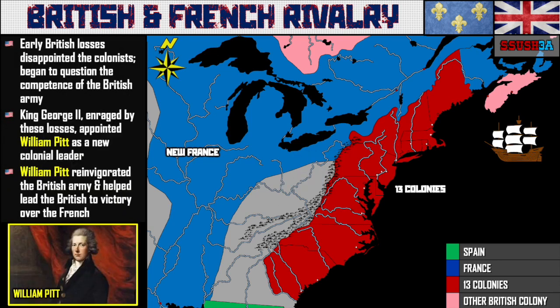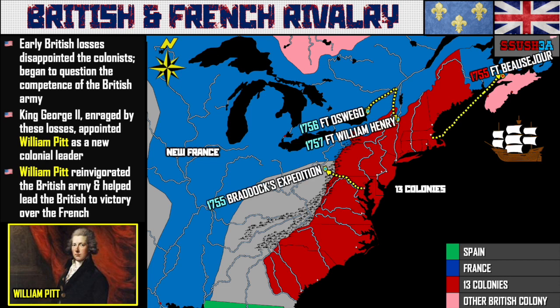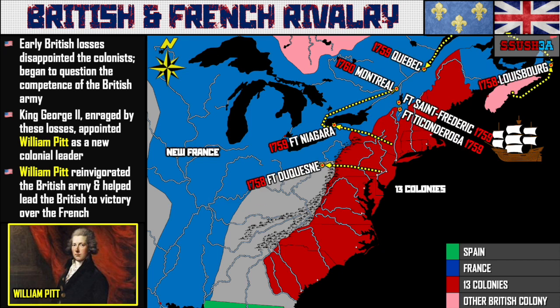At the beginning of the war, France was definitely winning. France and its many native allies fought as a coalition and won many of the original battles. The war became known as the French and Indian War because the British were fighting against the French and the Indians. Early British losses disappointed the colonists, and they began to question the competence of the British Army. King George II, enraged by these losses, appointed William Pitt the new colonial leader. William Pitt reinvigorated the British Army and helped lead the British to victory over the French.